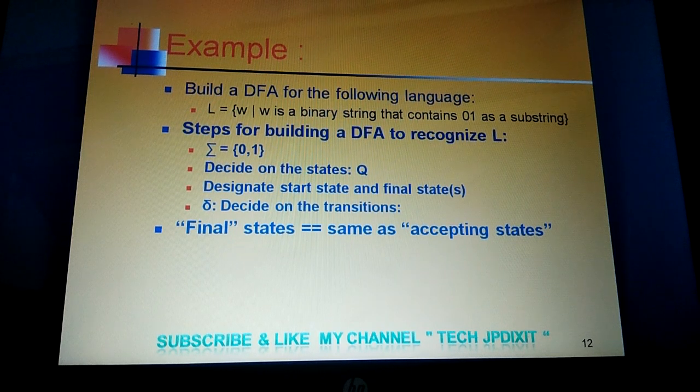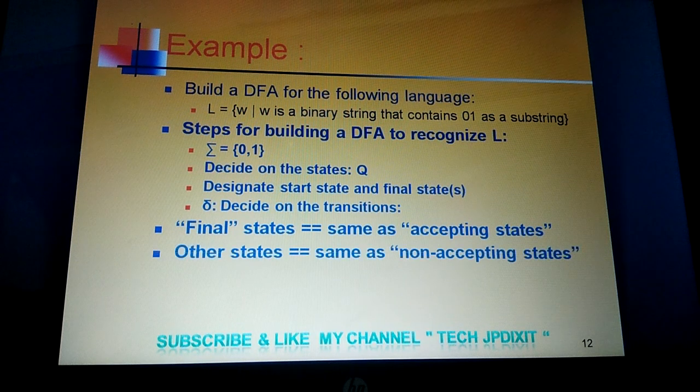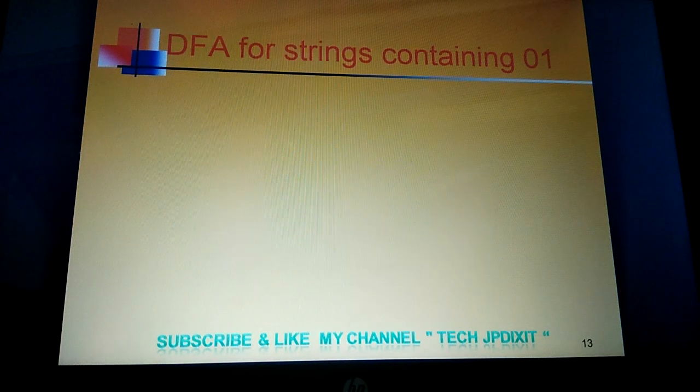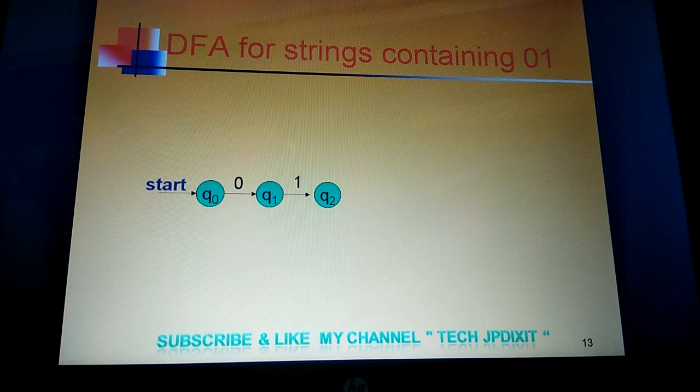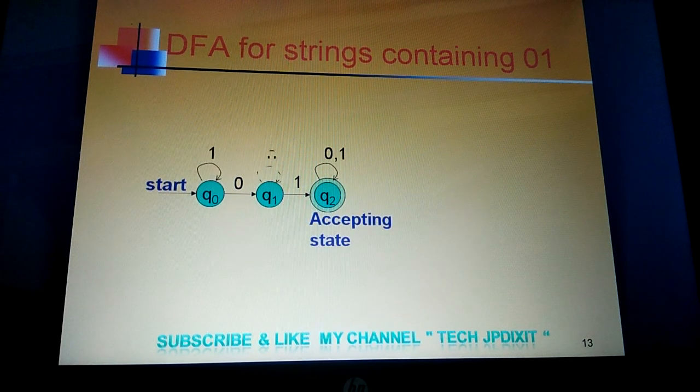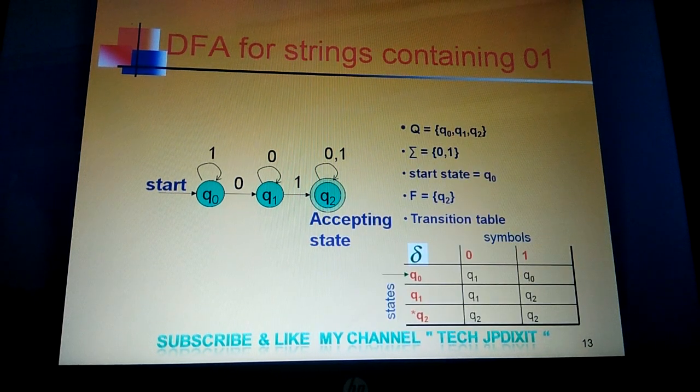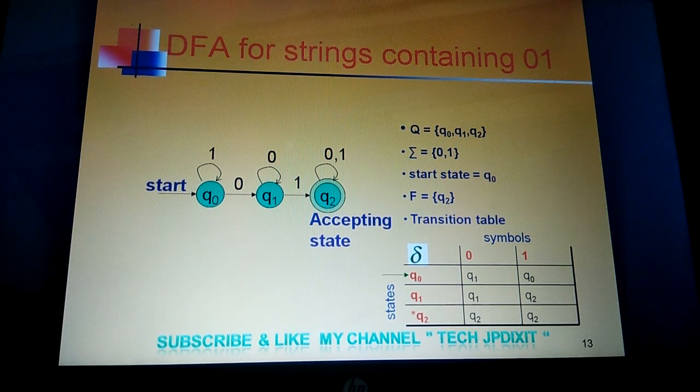Final states are represented as accepting states. Other states are the non-accepting states. DFA for the strings containing 0, 1, kindly focus. Start state, the transition at 0 and 1, accepting state on 1, 0, 1. That is the diagram for the language containing 0, 1.